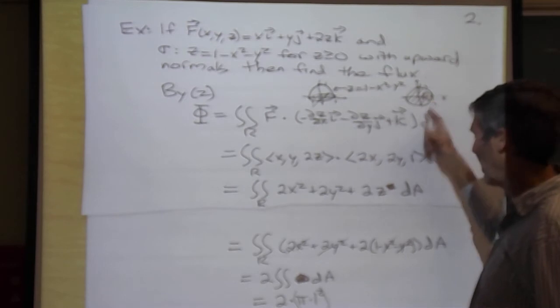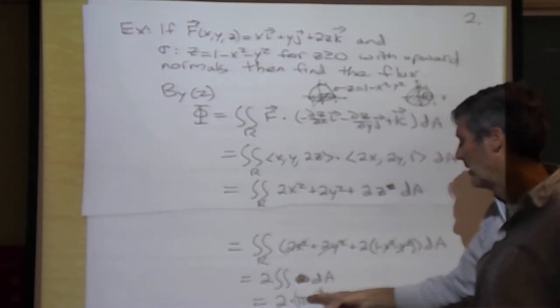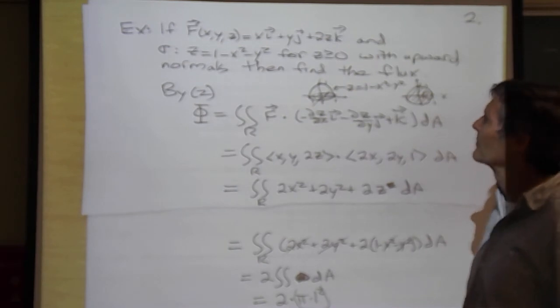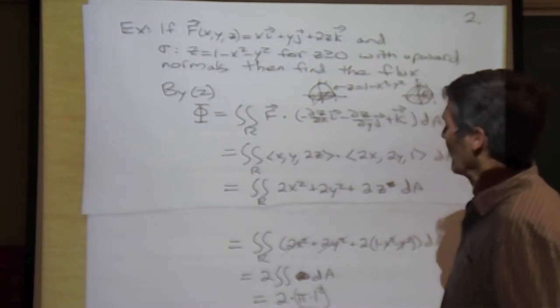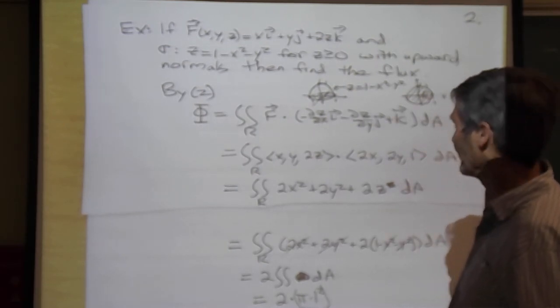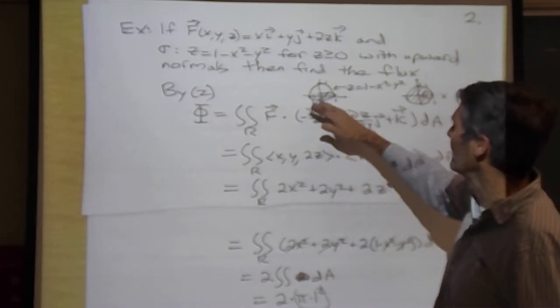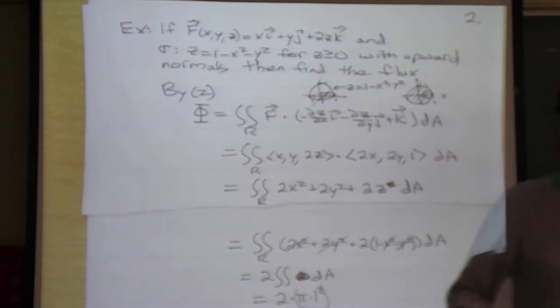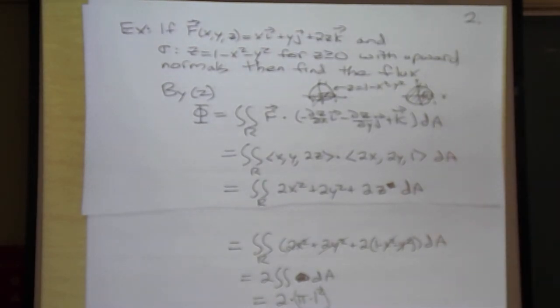The area of a circle is pi r squared, pi times 1 squared. We just have that the flux here is 2 pi for this surface. That's the amount of fluid per unit time flowing through the upside down piece of paraboloid. Now finally, that was illustrating the use of the corollary.